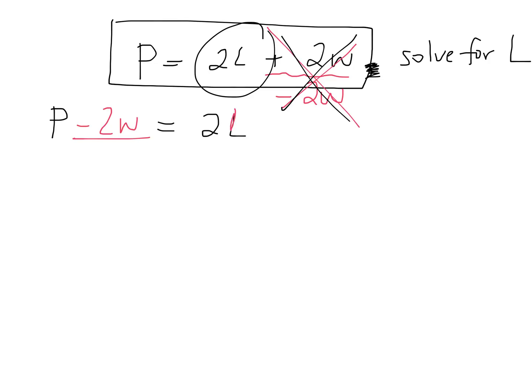How do I isolate this L? Divide it by 2, so I have to divide this by 2, and I have to divide this by 2. So L is equal to P over 2 minus, what's 2 divided by 2?